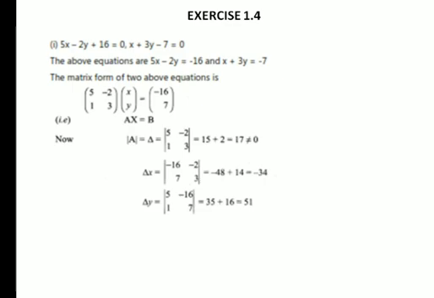Delta y, you change the y value as x value, in place of minus 2, minus 3, you take it and write the b value 16. Find out the delta y, 51. Then x equal to delta x by delta equal to minus 34 divided by 17, answer is minus 2. Then y equal to delta y by delta, the value is 3. So x value is minus 2, y value equal to 3.